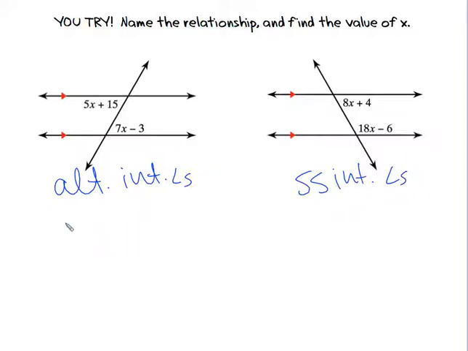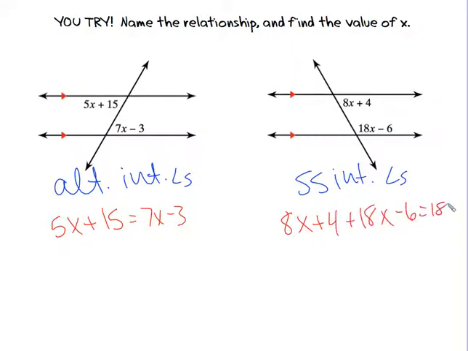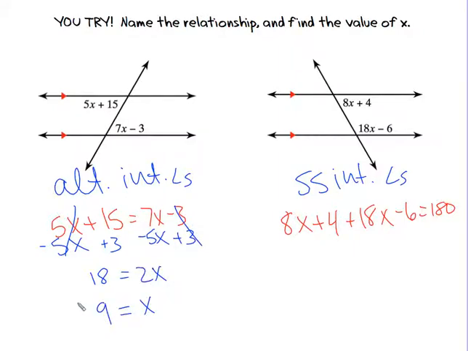Okay, so alternate interior angles equal each other. And same side interior angles add up to 180. Okay, so subtract the 5x, and then I'm going to add the 3. So then I'm left with 18 here, and 2x here, and I get x is 9.